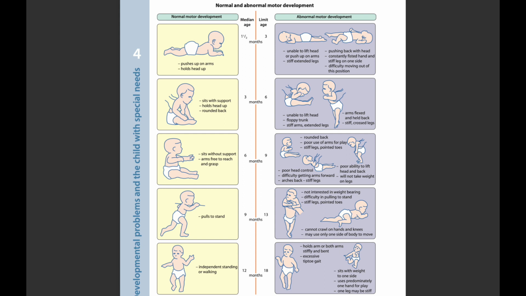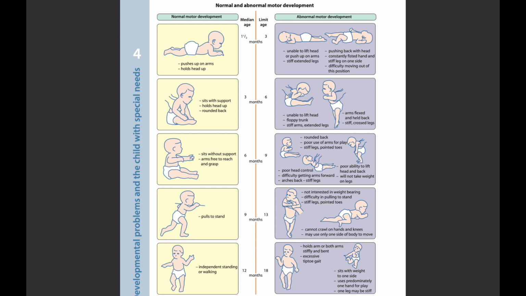From 9 to 13 months, the child pulls to stand. In abnormal motor development, the child is not interested in weight bearing, has difficulty pulling to stand, stiff legs, pointed toes, cannot crawl or get on hands and knees, and may use only one side of the body to move.